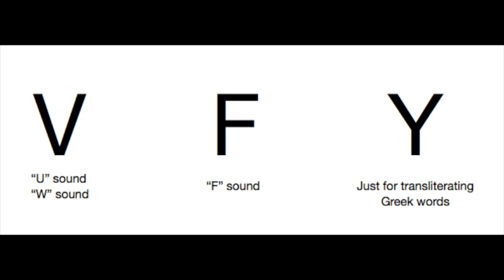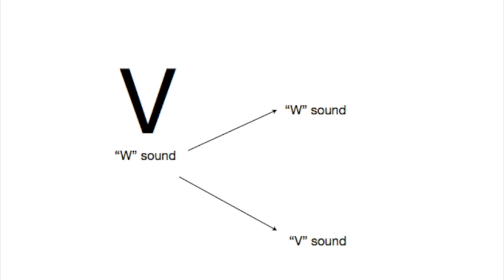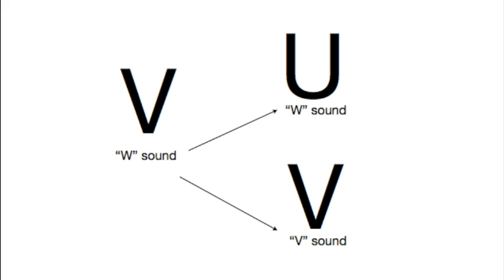They had a letter for U and W, and one for F, and one for transliterating Greek words, and everything was fine, but then the Romans started pronouncing some of their words that had W sounds in them as V sounds. So they made up this variant of the U letter for this new V sound.